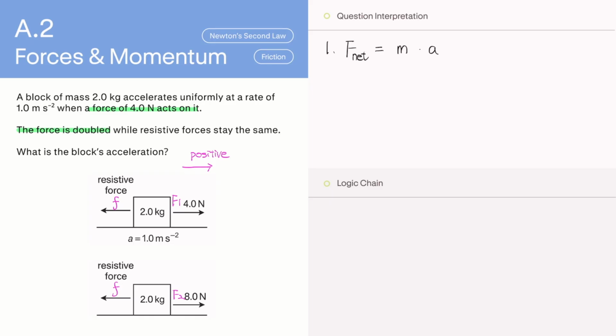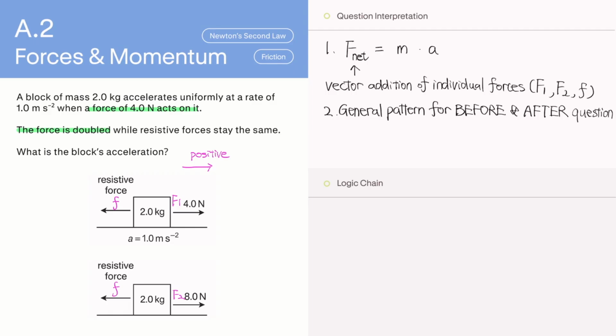That's because the F in Newton's second law is not just any single force. It must be the net force. And it is calculated by the vector addition of all the individual forces on the object. In this problem, we need to use the individual forces F1, F2, and the resistive force, small f, to calculate the net force on the block.